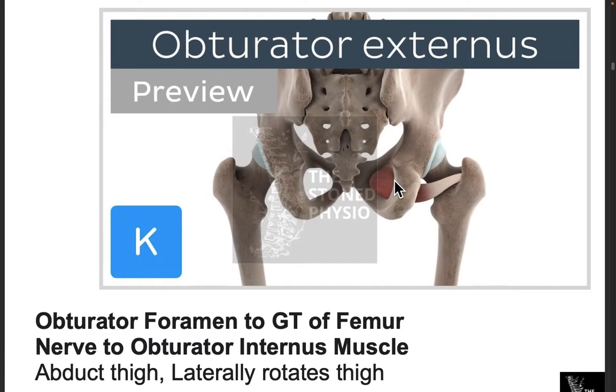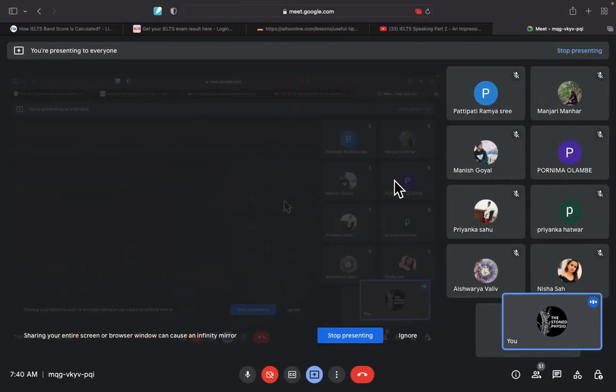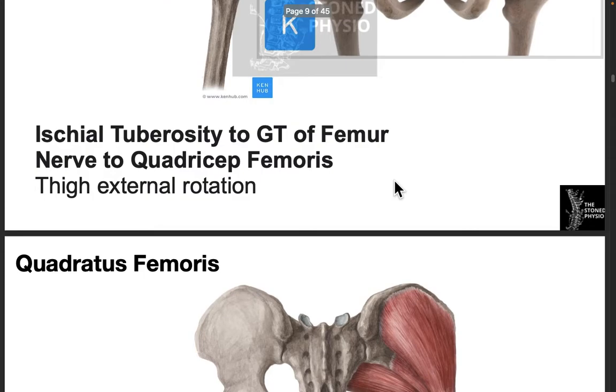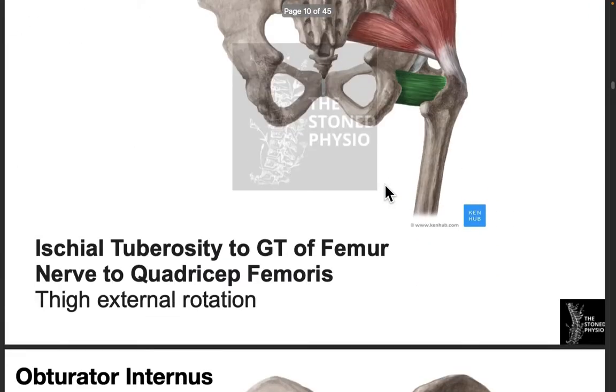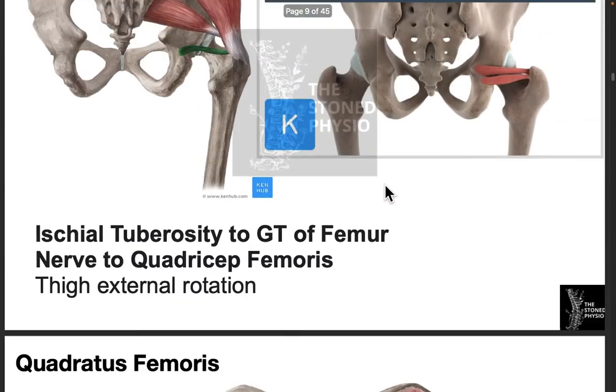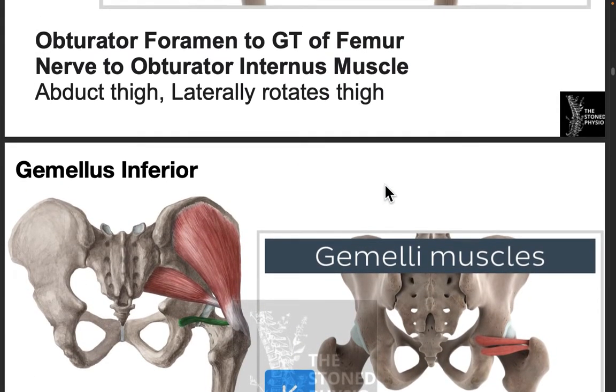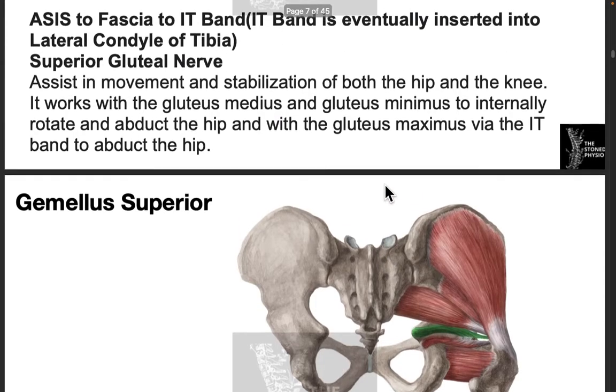Okay, so how many muscles are there? Gemellus superior and inferior, piriformis, quadratus femoris, and the obturator externus and internus. Is there any other left? I don't think any other muscle is left. No, just this many muscles. And these are all the external rotators of the hip joint. All the external rotators of the hip joint.